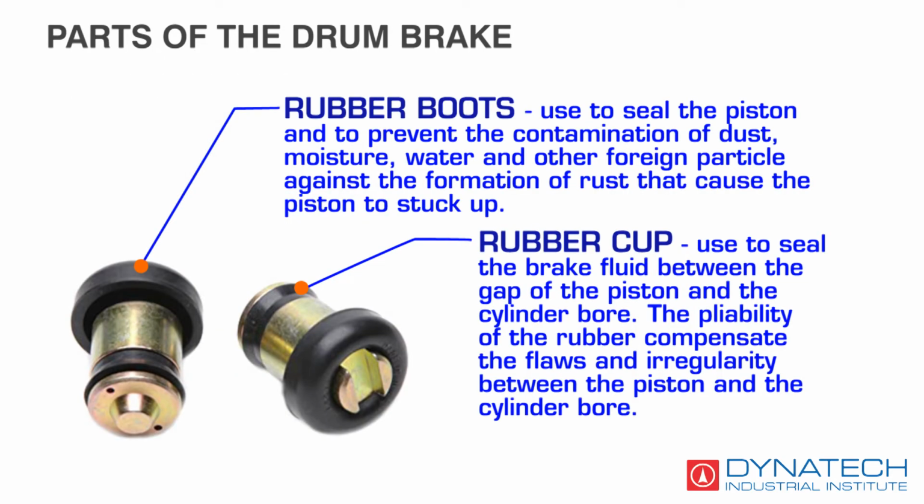Rubber boots are used to seal the piston and to prevent contamination by dust, moisture, water, and other foreign particles, guarding against the formation of rust that causes the piston to get stuck. Rubber cup is used to seal the brake fluid between the gap of the piston and the cylinder bore. The pliability of the rubber compensates for the flaws and irregularities between the piston and the cylinder bore.